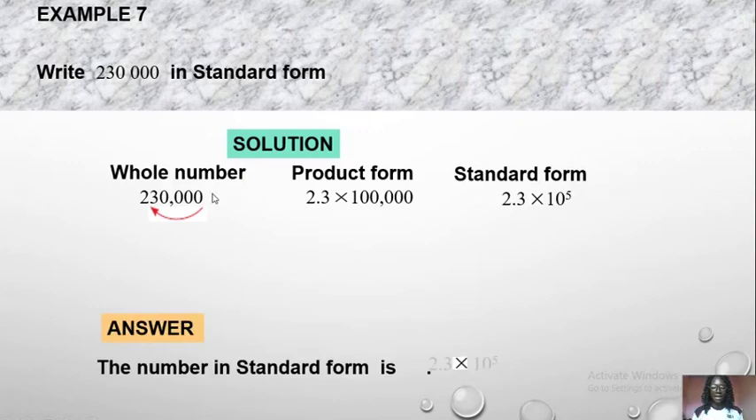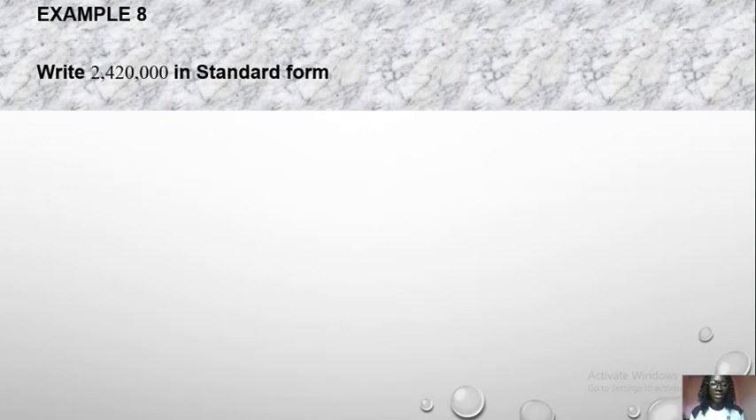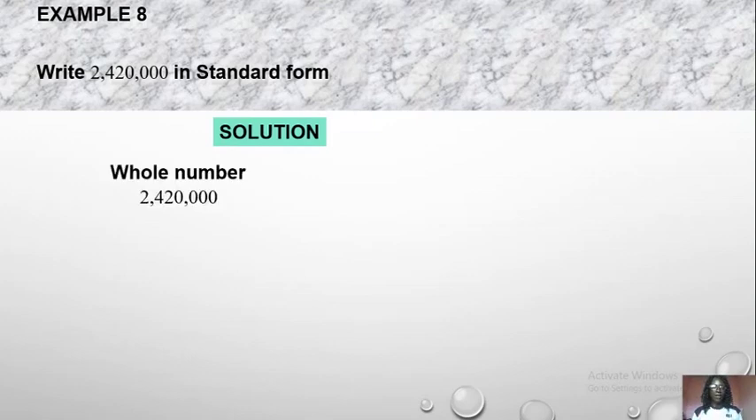So let's see our last example for today's class. So we have here 2,420,000, and I believe you know how to pronounce numbers in words. In your assignment, I'm going to be giving you very large numbers. You're going to write them in words, and you're also going to write them in standard form. All right, so let's do this.